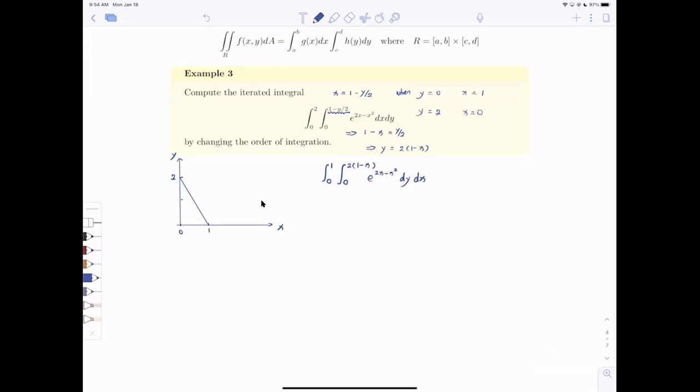Alright, so the rest is just computation. So this equals the integral from 0 to 1 of e to the 2x minus x squared times y, with y from 0 to 2 times 1 minus x, dx. That's gonna give you the integral from 0 to 1 of 2 times 1 minus x, sorry, times e to the 2x minus x squared dx, which equals e to the 2x minus x squared from 0 to 1, and that's gonna give you e minus 1. Okay, that's it. Any question?